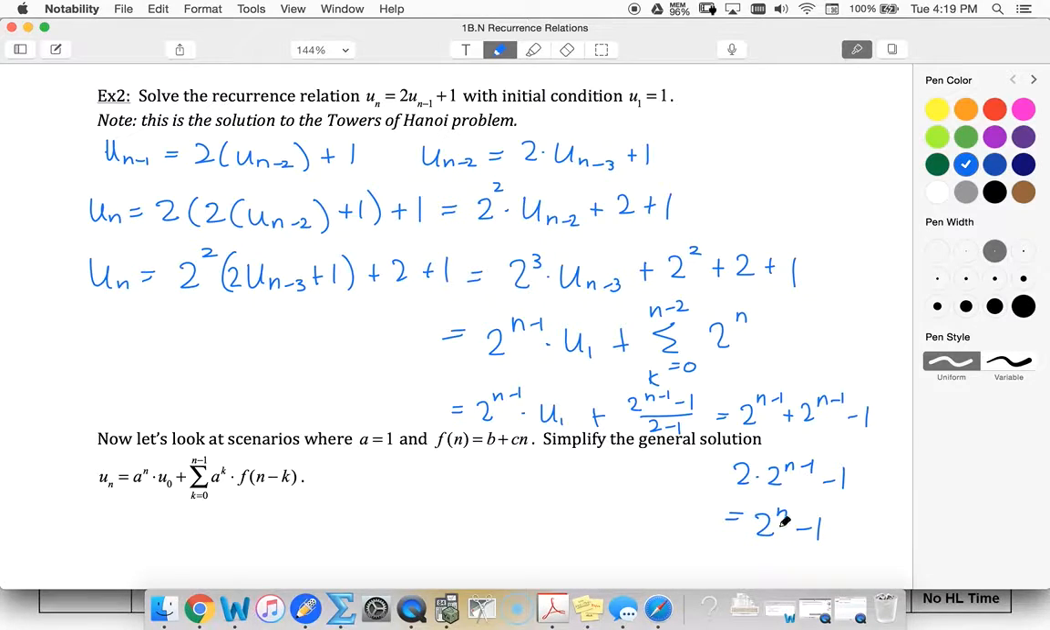So here's my general term, and this was one method of finding it. Again, in the completed notes, there's 2 other methods that you might want to look at.